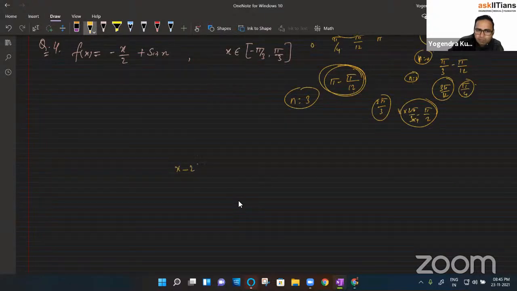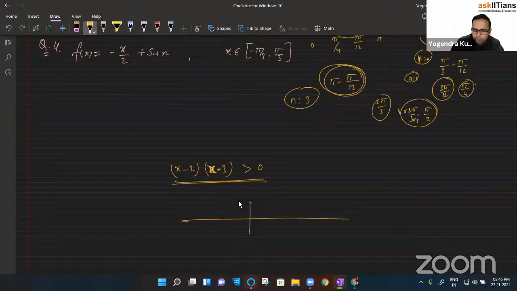Suppose we have x minus 2, x minus 3. The wavy curve method is a little longer. If I consider all the points, suppose I want to make the expression positive or negative, right? Suppose this is the expression. So we make the number line here, Larry.